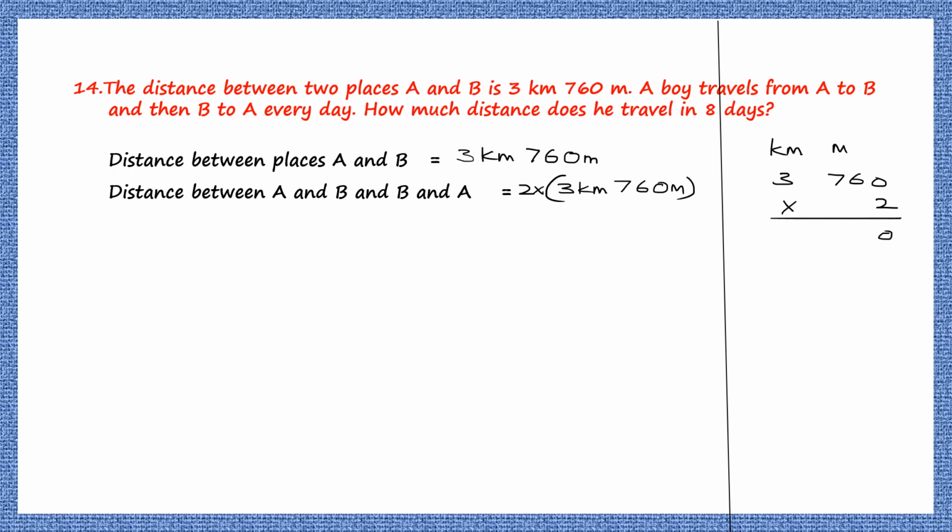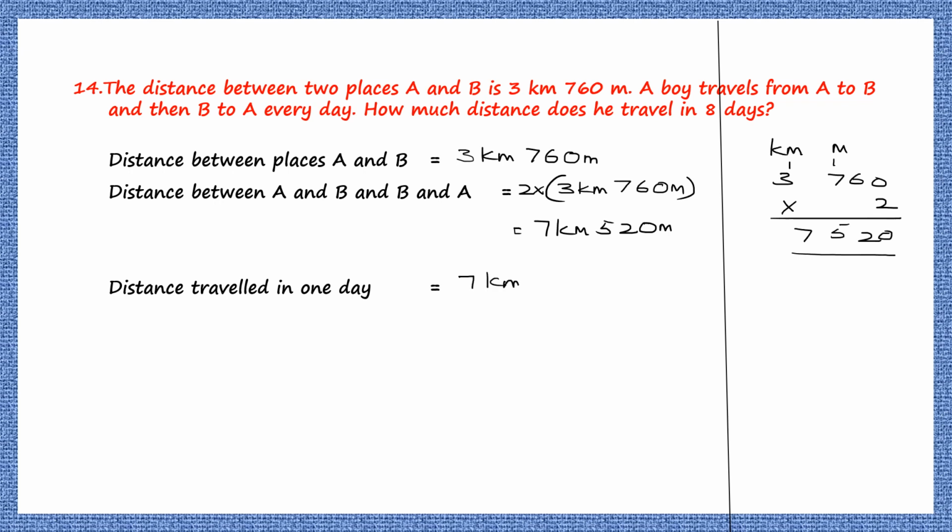So 0, 2 6s are 12, carry 1, 2 7s are 14, plus 1 15, carry 1, 2 3s are 6, plus 1 7. So we have 7 kilometers, 520 meters. This is the distance between A to B and B to A. That means this is the distance that the boy travels every day. So the distance traveled in one day is 7 kilometers, 520 meters. This is the distance traveled in just one day.